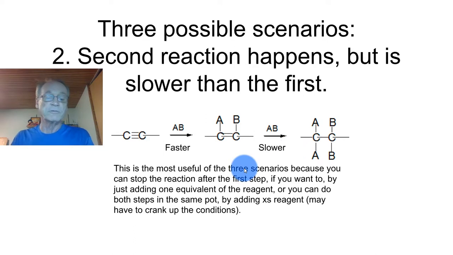So this is the most useful of the three scenarios, because what you can do is stop after you've added one, if that particular molecule is the one that you want, and you can stop at that point by just adding one equivalent of whatever the reagent is. Then it runs out of the reagent, and a second one can't add. Or if you want to, you could add two equivalents, and it would go all the way to the end. Although in some cases, you may have to crank up the conditions some. In some cases, not. In some cases, just add two equivalents, and it goes all the way to the single bond molecule. We'll see a couple of cases like that.